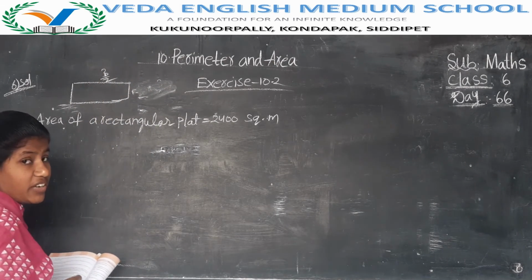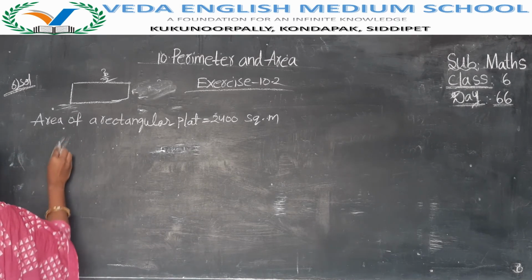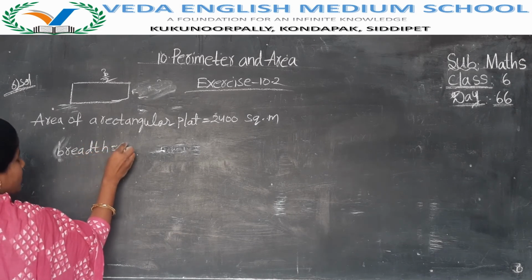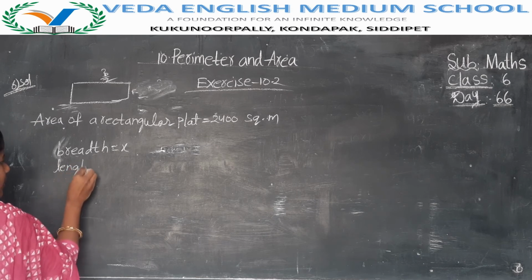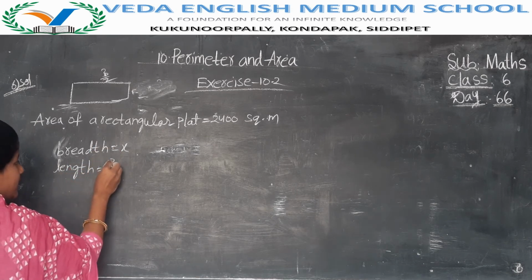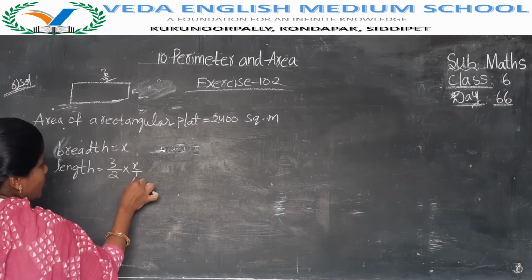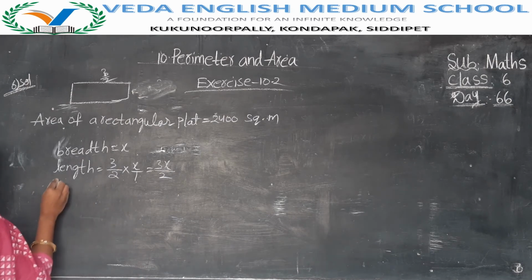So we are using that to find the area. So breadth we will take as x. Breadth is equal to x. Then what about length? For length we have one clue, that is 3 by 2 into breadth. We took breadth as x, so it becomes 3x by 2. So what is the area of a rectangle?